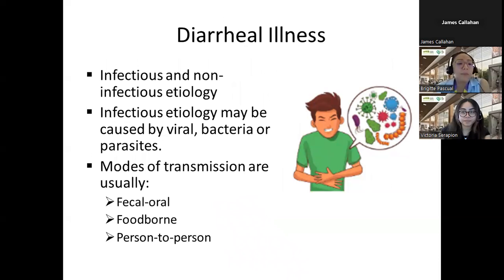Diarrheal illness. Assessing the cause of diarrhea in long-term care residents can be a challenge, as long-term care facility residents may experience GI changes for a number of reasons, and most changes are not an indication of infection. Your job as IPs, or infection preventionists, is to help determine what is the etiology of the GI symptoms. Are these symptoms of infectious or non-infectious etiology? Infectious etiology may be caused by viruses, bacteria, or parasites. And modes of transmission are usually fecal-oral, foodborne, or person-to-person. Next slide, please.